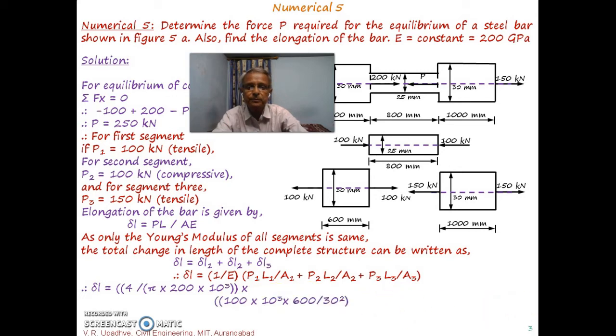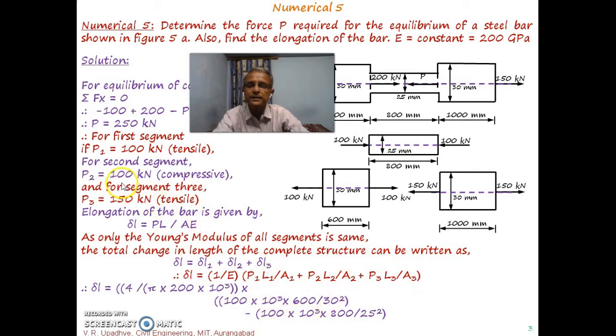P1 is 100 kilonewton tensile, so 100 into 10 to the power 3 in Newton. Its length is 600 mm and its diameter is 30 millimeter, so 30 square is its area. Pi by 4 is written outside. So this is regarding P1 L1 divided by A1. Now what can we write for second? Now for P2 L2 divided by A2.